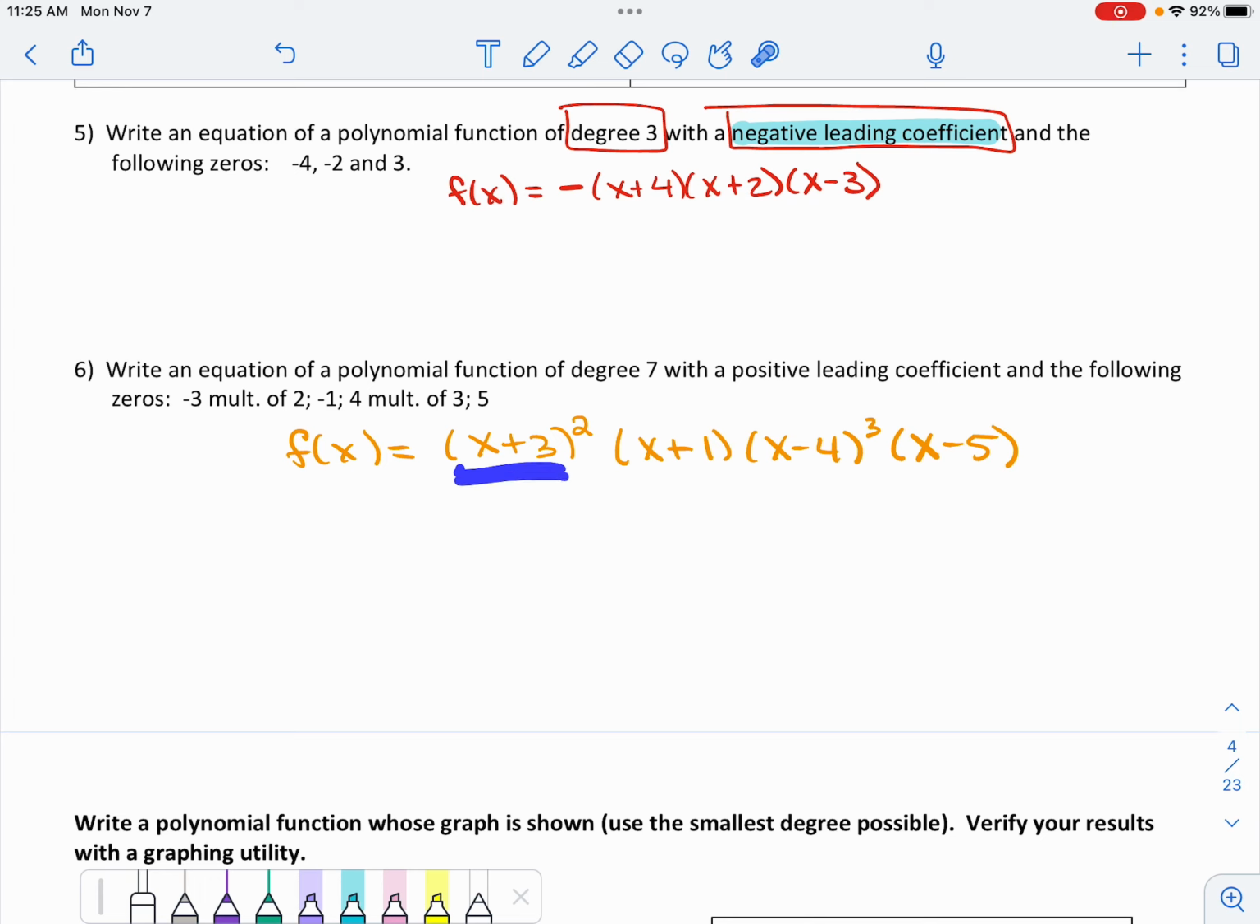So x plus 3 gave us negative 3 as the 0. x plus 1 gave us negative 1. x minus 4 gave us positive 4, and x minus 5 gave us positive 5.